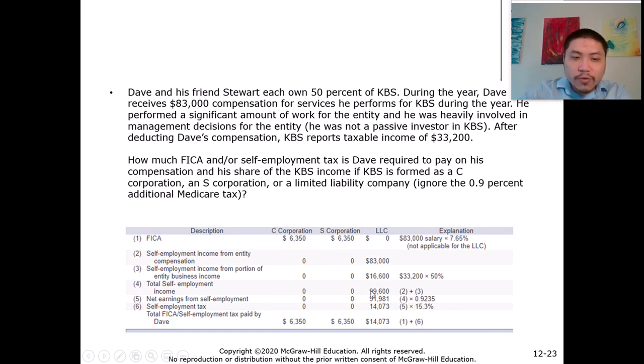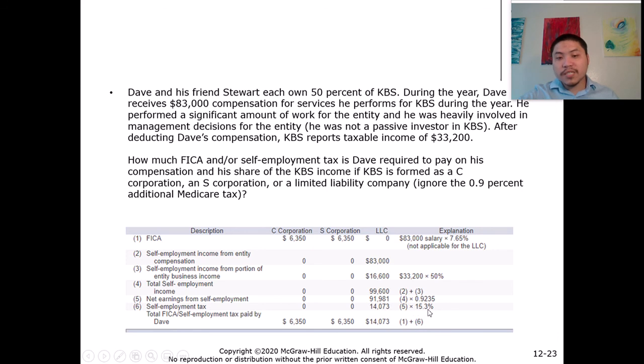All right. So in total, the self-employment income of Dave is going to be the sum of these two, right? It's going to be $99,600. And then from here, we're going to calculate the self-employment tax, which is the FICA taxes for self-employment, right? So first we calculate the base, the net earnings from self-employment, which is the self-employment income times 0.9235, right? Which we already covered in chapter 8. That gives us 91,981. And then we have to take this amount times 15.3%, right?